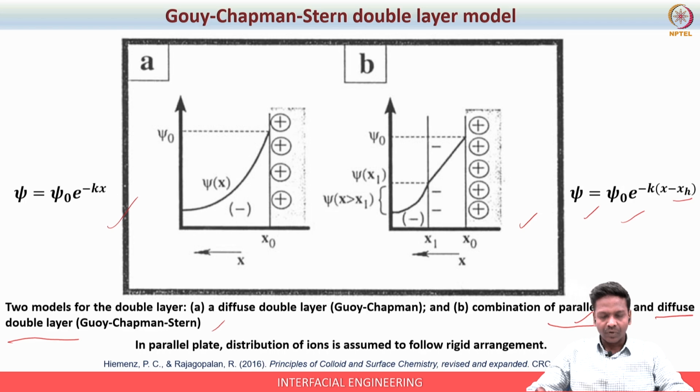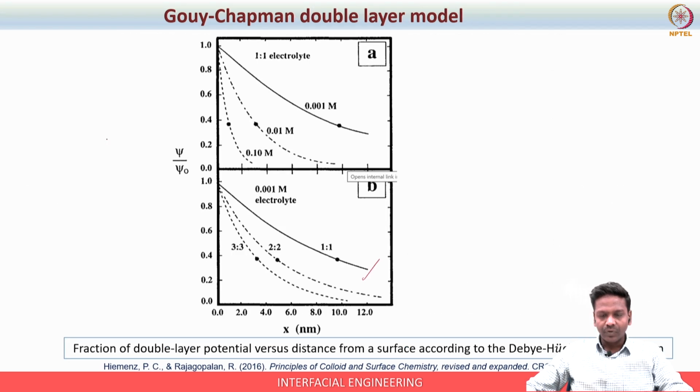Now we will look at the influence of the electrolyte. There are going to be variations. For brevity we have plotted psi by psi naught, so the maximum will be 1, because psi cannot be more than psi naught, and whatever we get is a fraction.